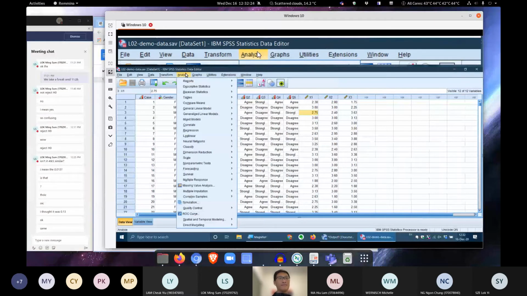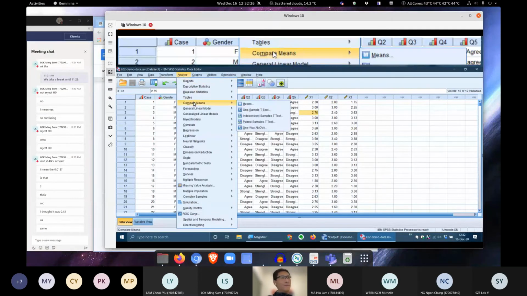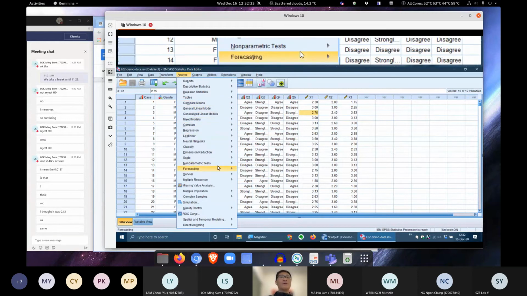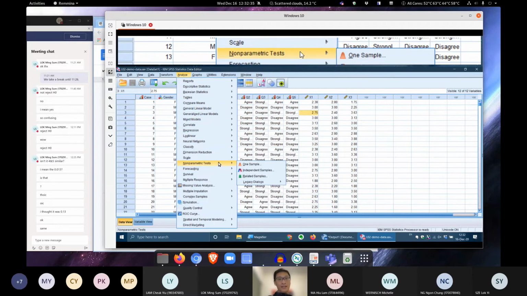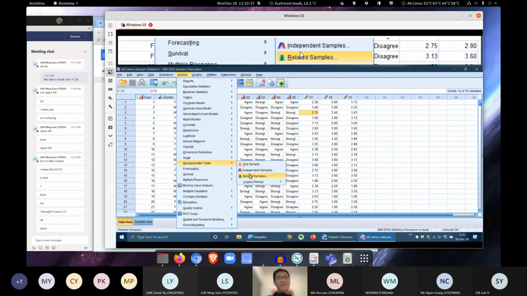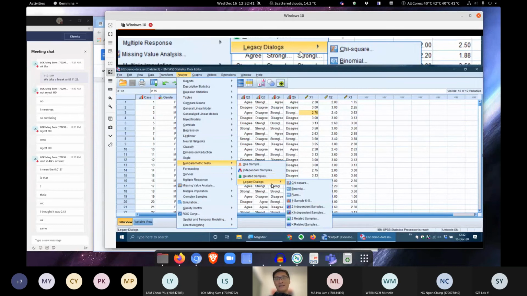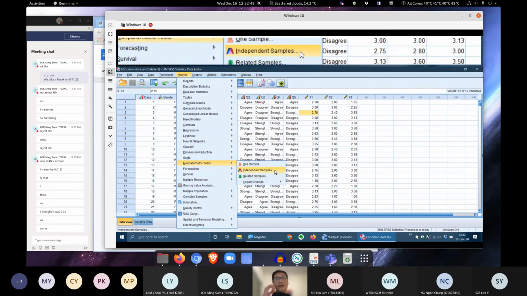We go to analyze. This time, we do not compare the means, but we move down a little bit further to non-parametric tests. There are 3 options here, along with some legacy dialogs. Legacy dialogs means it is from a very early version of SPSS. We do not usually use that. Instead, let's look at the independent samples.